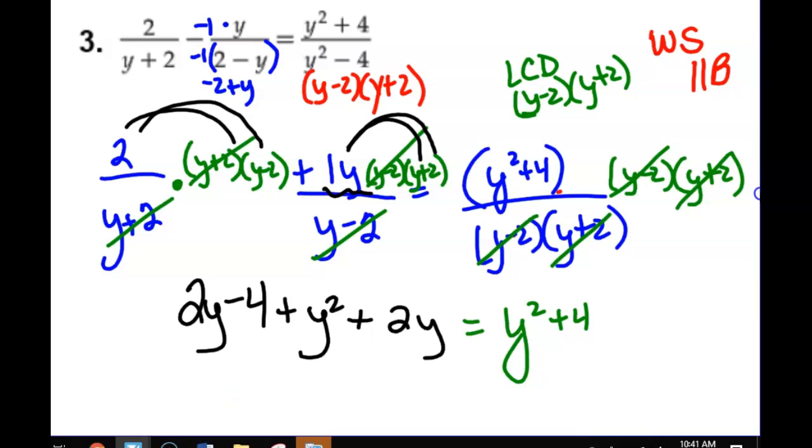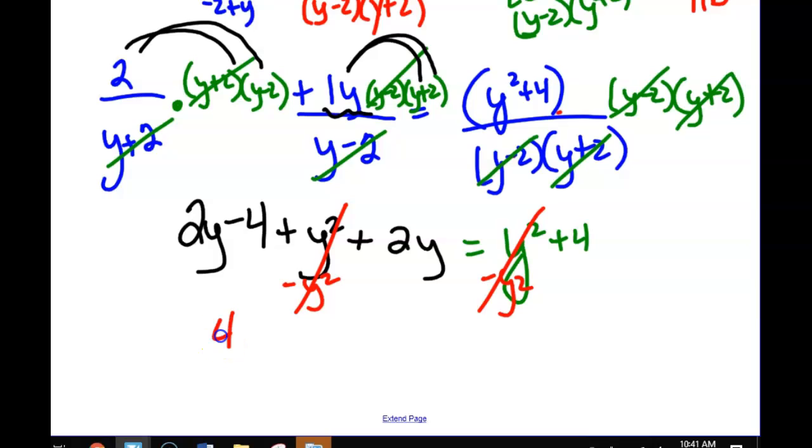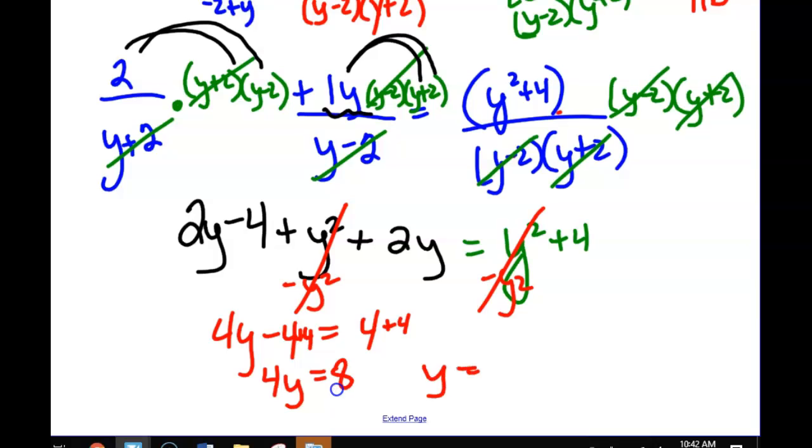Ooh, I'm liking this question. What happens? Yeah, I can subtract a y squared from each side. Gone. What's left on the left-hand side? 4y minus 4 equals 4. Somebody's going to say 0, but what do I actually have to do to get rid of that minus 4? Add it over here, so I get 8. I got y equals 2.